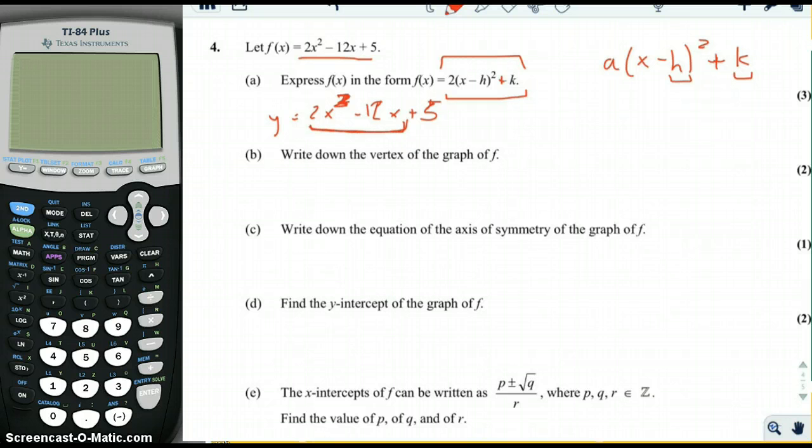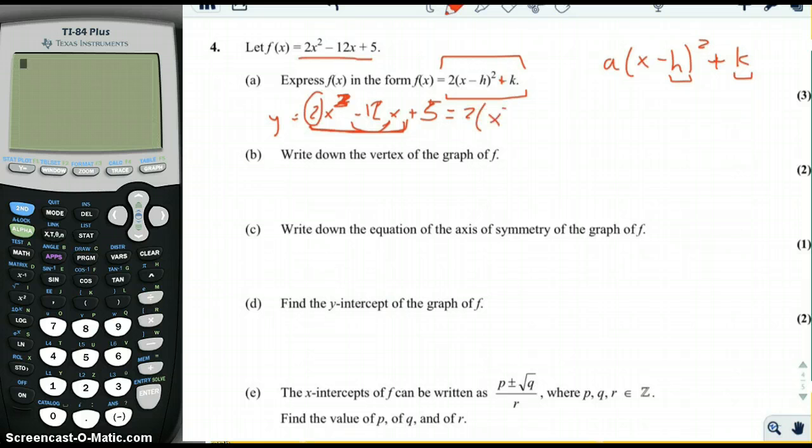I take the b term, negative 12, I divide it by 2, and I square it. That'll give me exactly the number I need to make a quadratic that is a perfect square. So negative 12 divided by 2 is negative 6. Negative 6 squared is 36. Oops, I forgot to do one thing. Sorry about that. I need to factor out the 2, because there's a 2 here. I need to factor that out first.